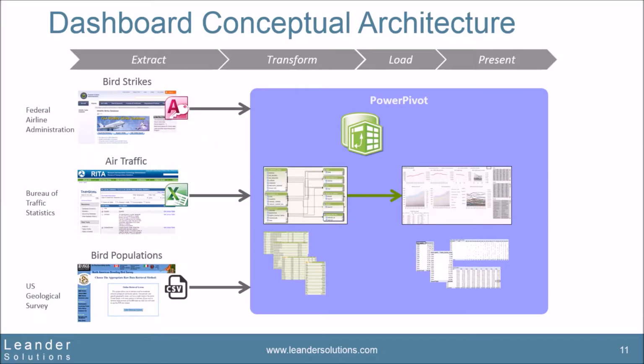So to answer this question, we need data. I sourced bird strike data from the FAA, air traffic data from the Bureau of Transportation Statistics, and bird population data from the US Geological Survey. These three sources, from a database, a spreadsheet, and a text file, are linked in Power Pivot through a series of tables in a relational model. We work through the process of extract, transform, and load, ETL, to allow us to present the data in meaningful ways to users. So I'll switch over to the dashboard now and review the general layout.